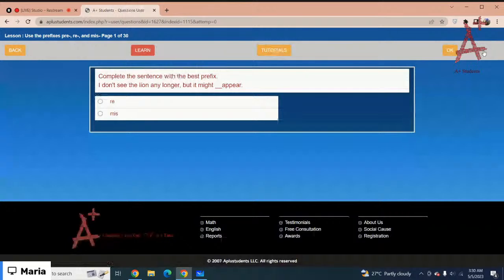If I don't see the line any longer, but it might dash appear, which is the correct option? Reappear or misappear? But it might reappear. They don't see the line any longer, but it might reappear. Got it? Reappear means again appear. It might appear again. So it would be reappear.